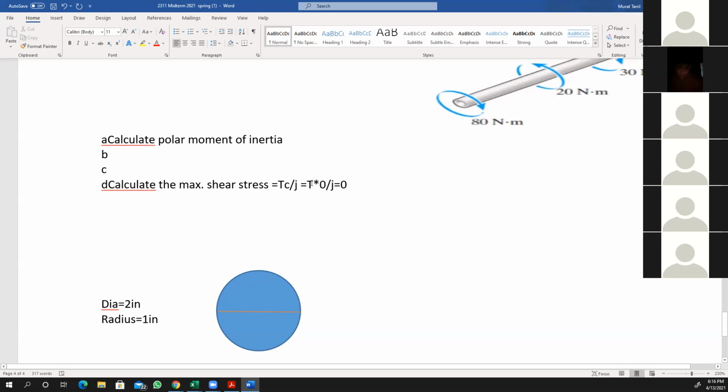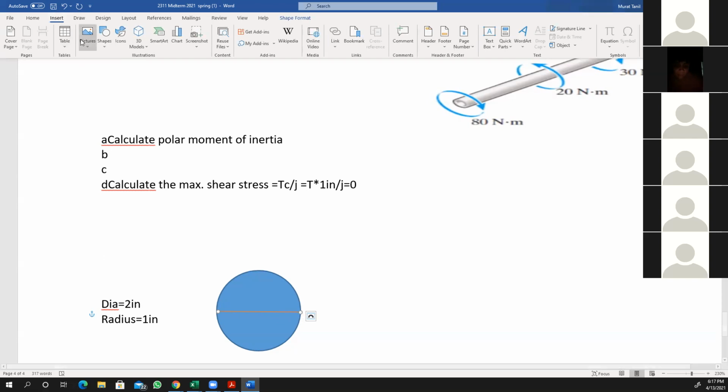So if I'm looking for the maximum shear stress, then this C is going to be 1 inches. I can also calculate the shear stress at 0.5 inches from the neutral axis. That would be half of the maximum shear stress, correct?